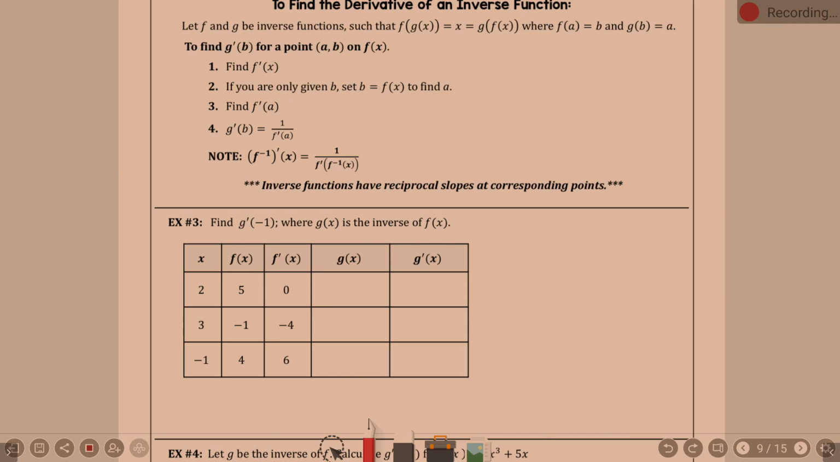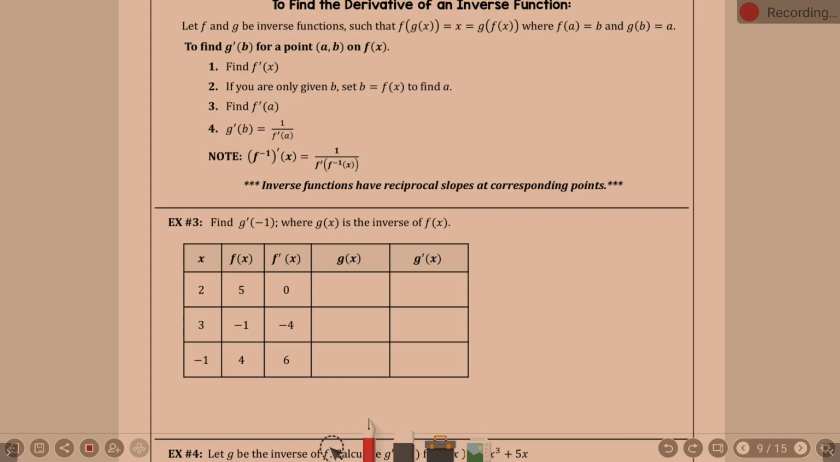Okay. We'll see that. If f and g are inverse functions, such that f of g of x equals x and g of f of x equals x, where f of a equals b and g of b equals a. So that's standard inverse information. To find g prime of b, remember g is going to stand for the inverse in this scenario. So to find the derivative of the inverse at b, for point (a, b) on f of x, first of all, okay, we didn't have to do this on the last one, but find the derivative of f, because you're going to need that at some point, okay?